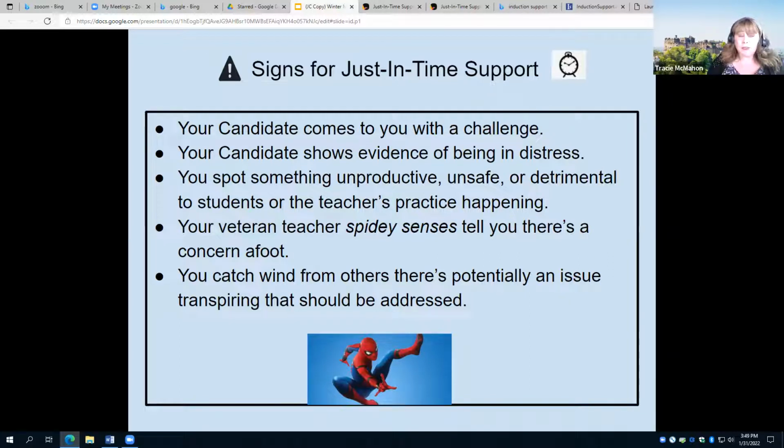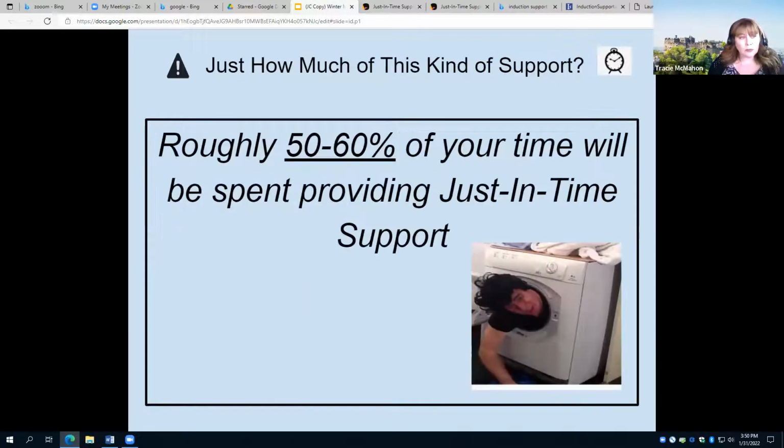Your veteran teacher spidey senses tell you there's a concern afoot. So you just know it, you just feel it. So again, you're going to start asking those questions. Or maybe you catch wind from someone else that something is going on, or that an issue happened. It might even be students, like you hear people talking about something that happened. So these are those things that come up that we're talking about when we're talking about that just-in-time support.